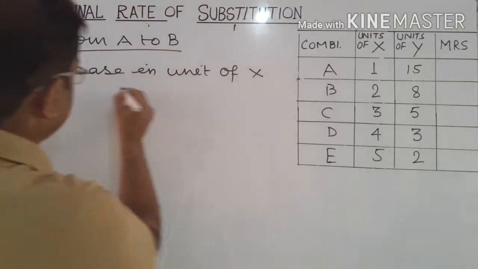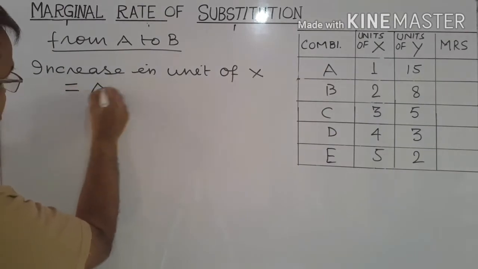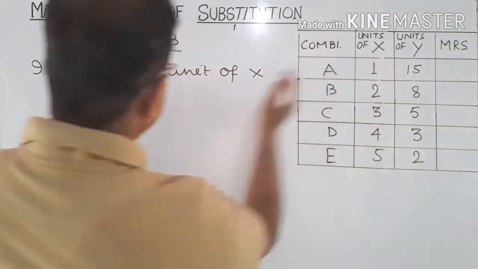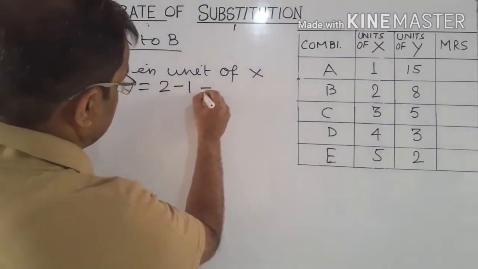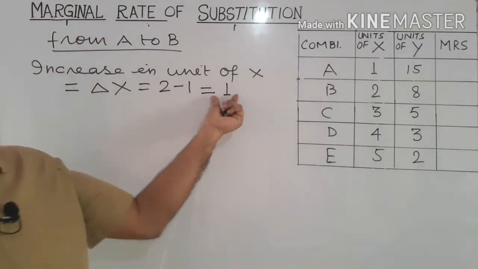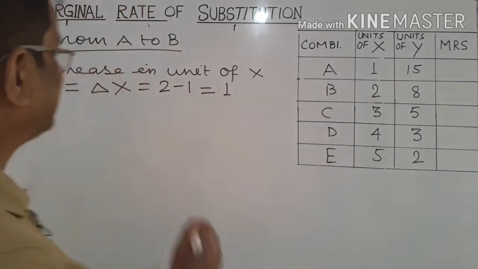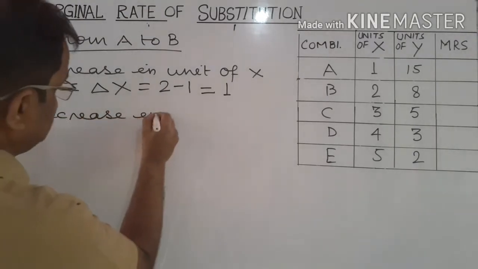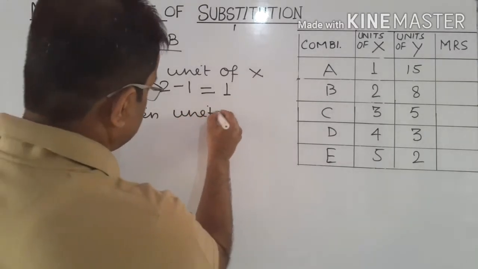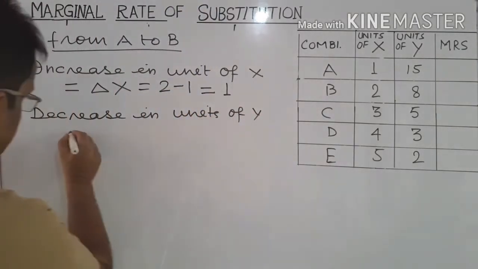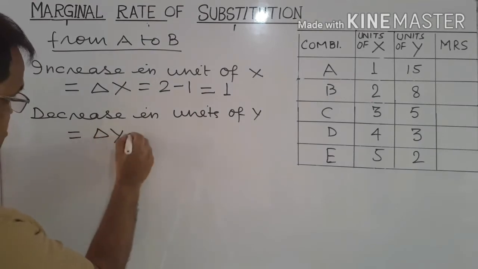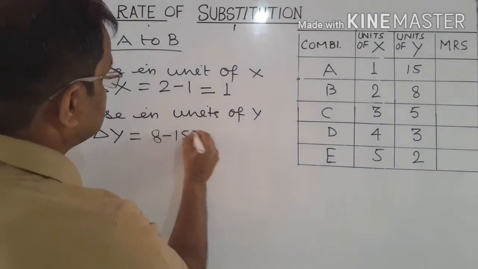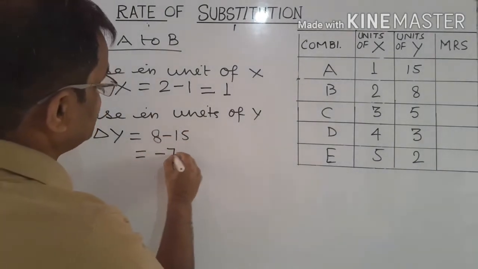एक्स के कंजम्पशन में कितना इंक्रीज हुआ? Let it be denoted by this symbol delta X, and that is equal to 2 minus 1, that is equal to 1. Means 1 unit is consumed more of commodity X. Now how much is the decrease in the units of commodity Y? So decrease in units of commodity Y, that is written as delta Y. This is equal to 8 minus 15. This is equal to minus 7.